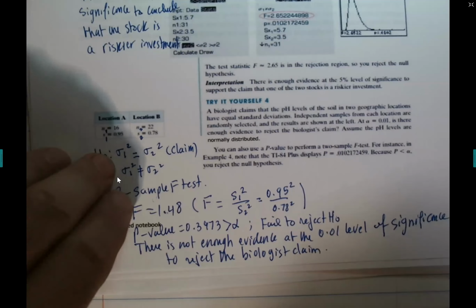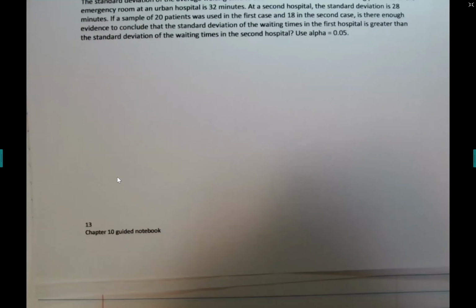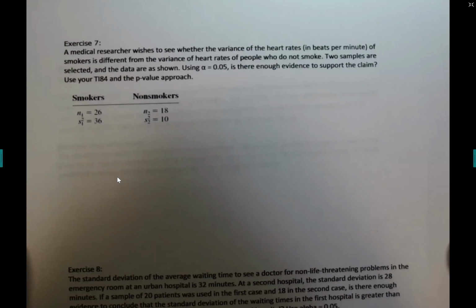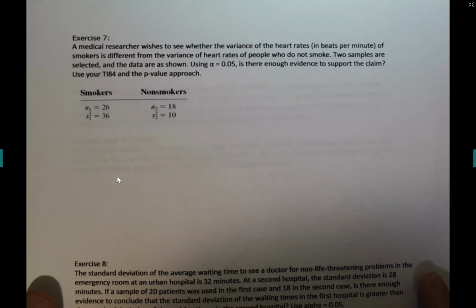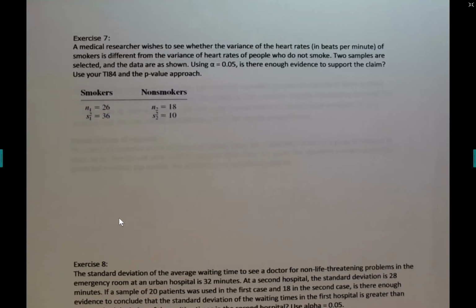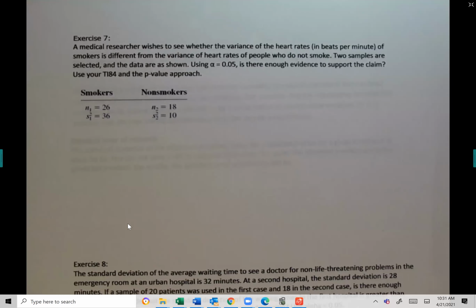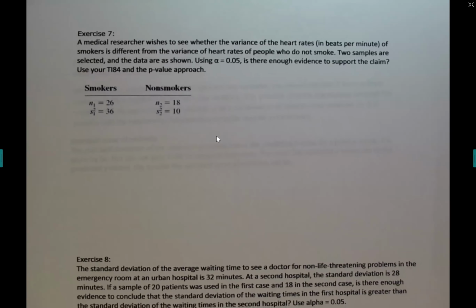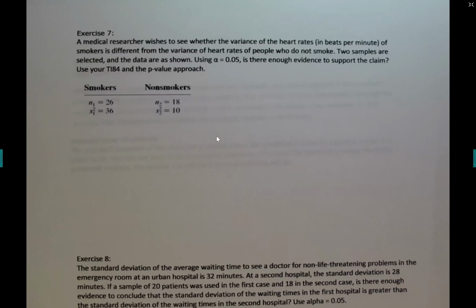Okay, so this is the second example. And I have one more example in the handout that we're going to do together before we take a break and come back to review for the test. So let me just do one more here.